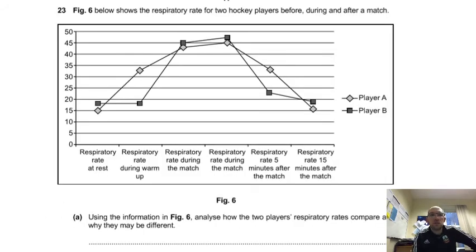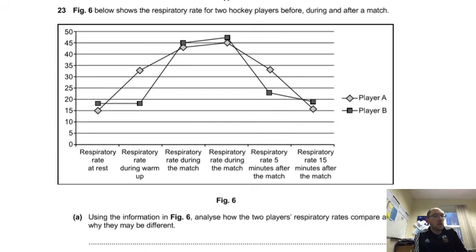23. Figure 6 below shows the respiratory rate of 2 hockey players before, during and after a match. Using the information in figure 6, analyse how the 2 players' respiratory rates compare and why they may be different. So the examiner's report, the 3-mark question.